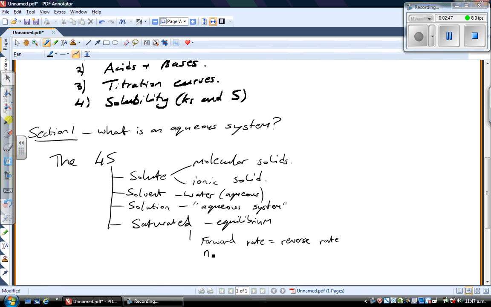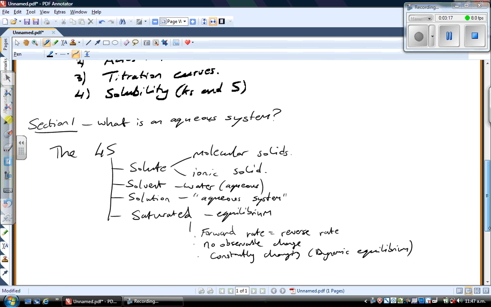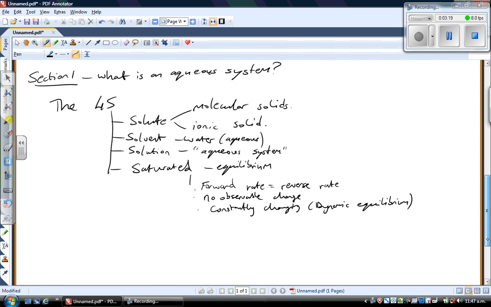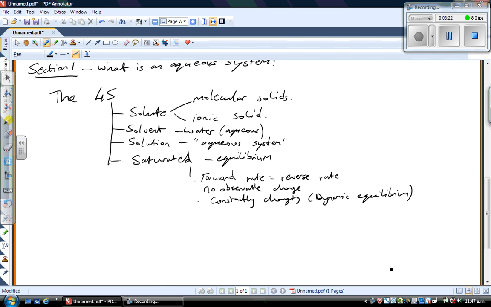The second thing is that there's no observable change in a system at equilibrium. And the third thing is that it's constantly forming products and reforming reactants, so it's constantly changing. So this is known as being a dynamic equilibrium, and that's a little bit of a reminder from your level 2 chemical reactivity as well. So try to draw the links all the time between what you learned in level 2 and what you're going to need now for this level 3. But they're the 4 S's, which are the best way to describe what is an aqueous system.